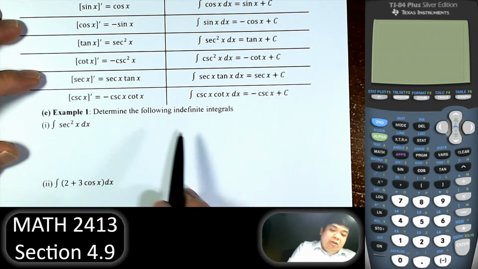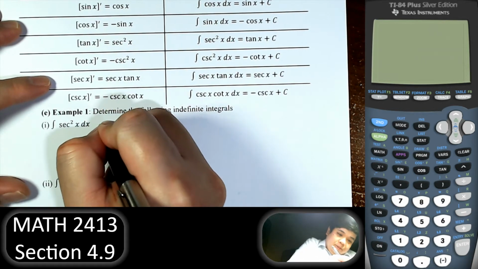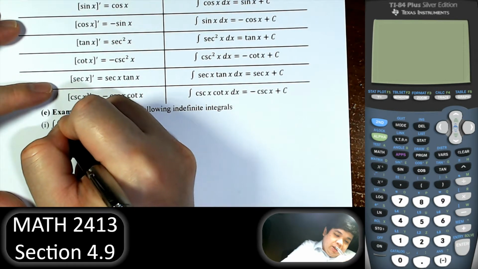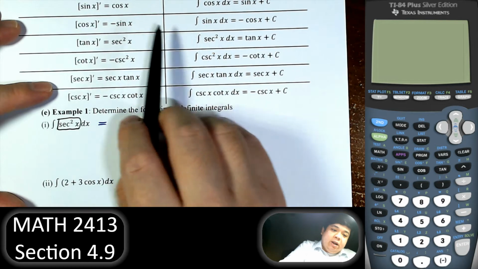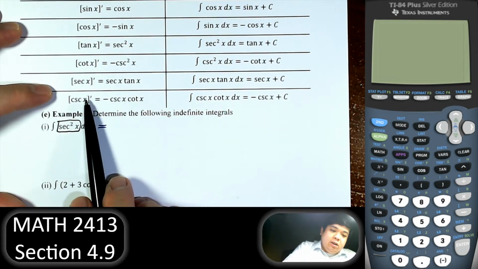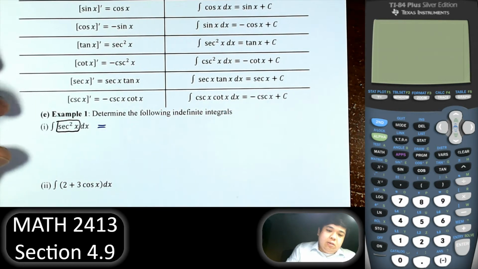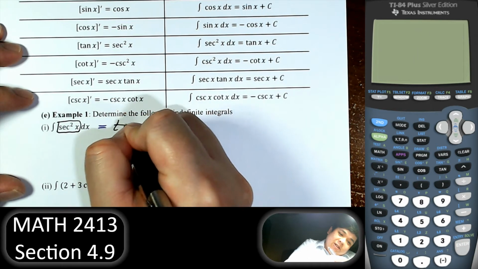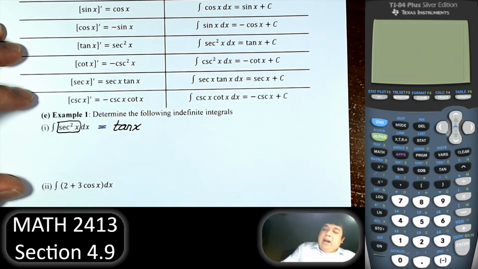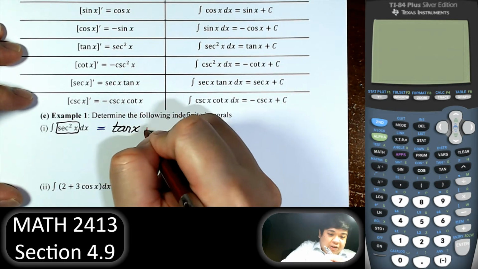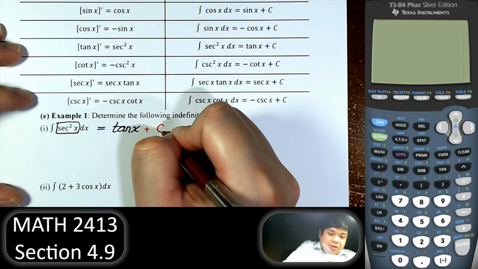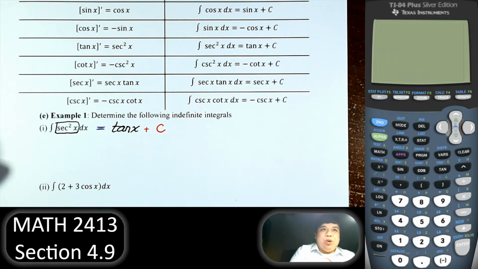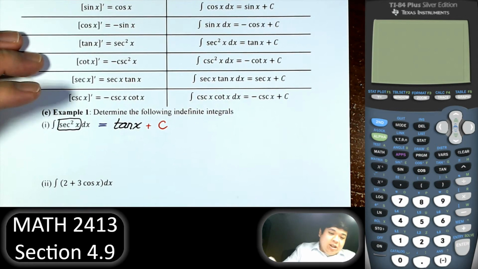So, determine the following indefinite integrals of these functions. First, the integral of secant squared is going to be tangent. And just so we have all the antiderivatives, the indefinite integral, the family of all antiderivatives, it's always plus a constant. So that's how we do it. Right. Next.